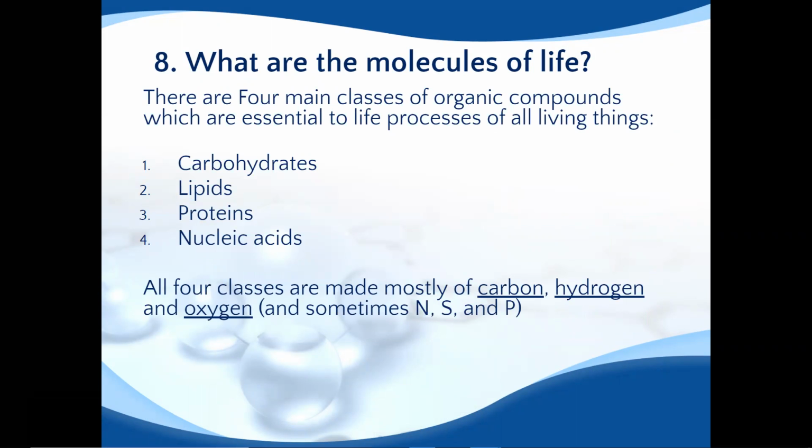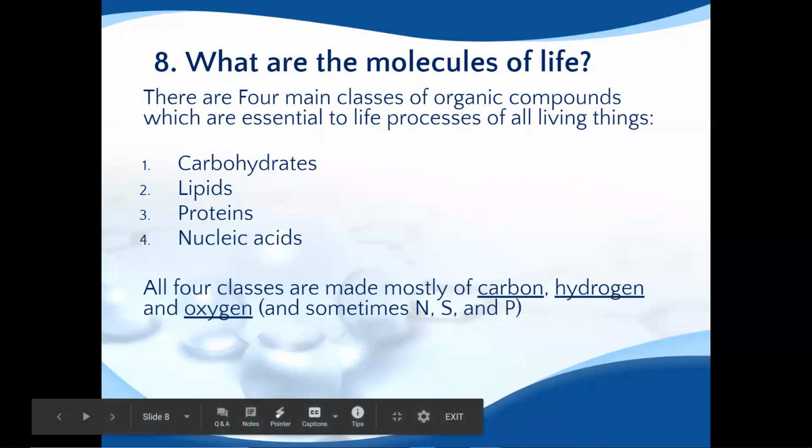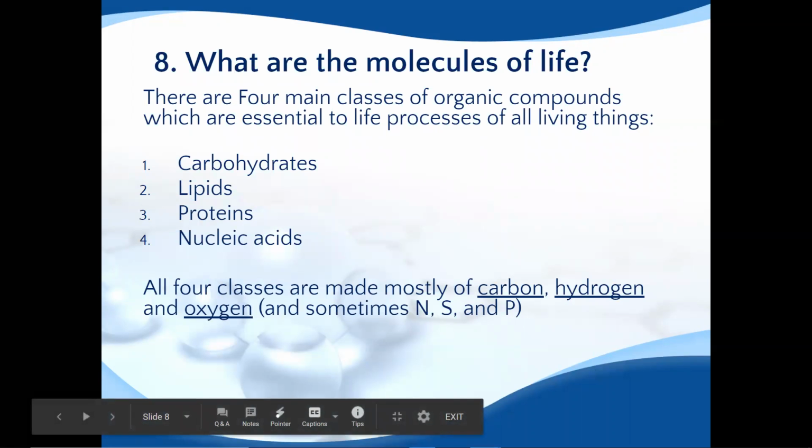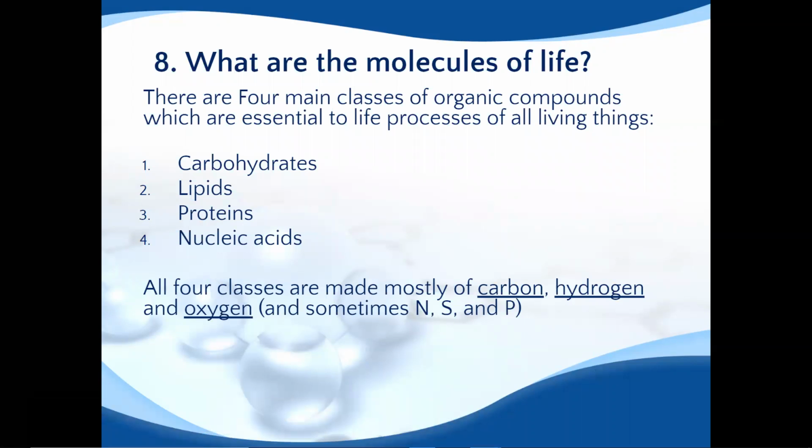Okay, so I'm going to talk now about the different molecules that exist in life. There's four main classes of organic compounds, and again, four main classes of molecules that contain carbon. That's what organic compounds means. There's carbohydrates, lipids, proteins, and nucleic acids. All of these are going to contain carbon, hydrogen, and oxygen. Some of them might contain nitrogen, sulfur, and phosphorus as well. So there's going to be ways to tell the difference between these, and I will go over those as I get there.